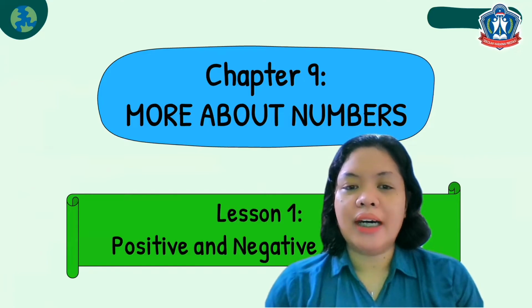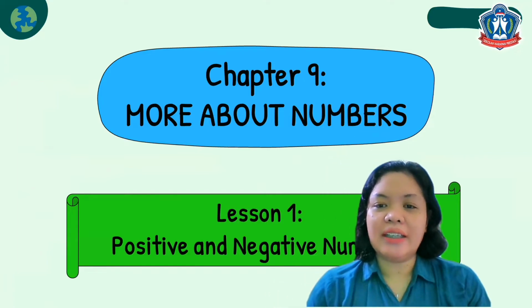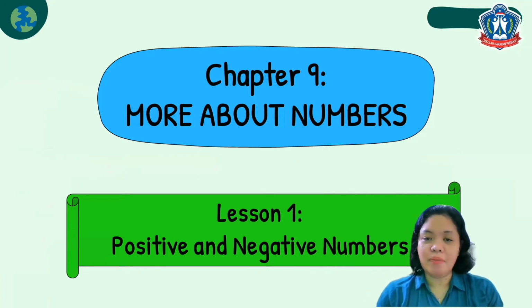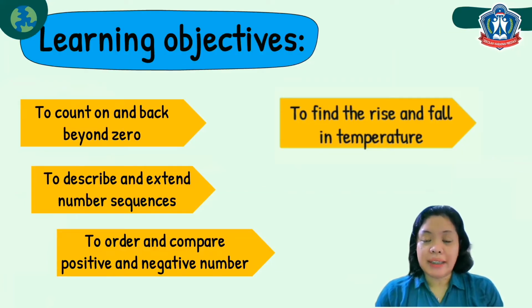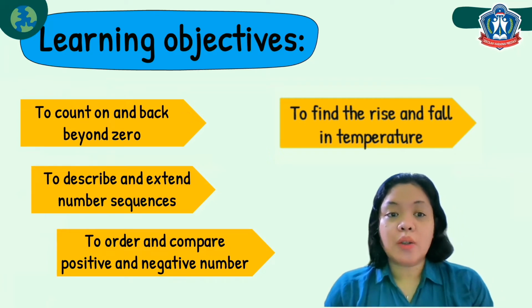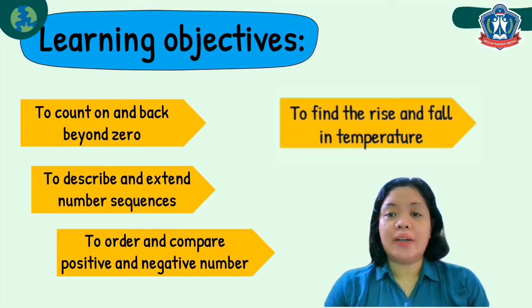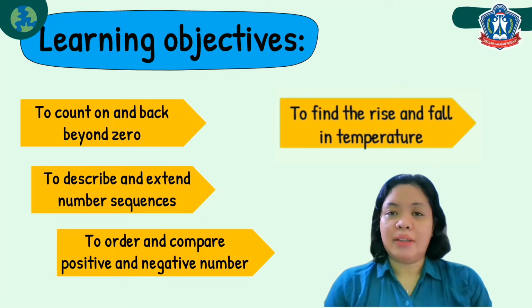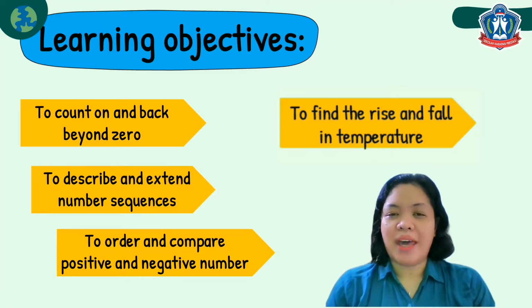So you will learn about positive and negative numbers. Are you familiar with this lesson? These are the learning objectives for this lesson. We have to count on and back beyond zero, to describe and extend number sequences, to order and compare positive and negative numbers, and also to find the rise and fall in temperature. So P5, sit back, relax, and enjoy learning this lesson.